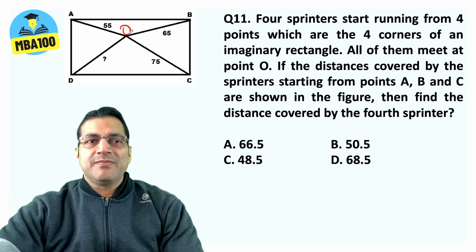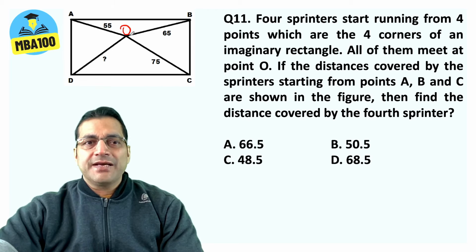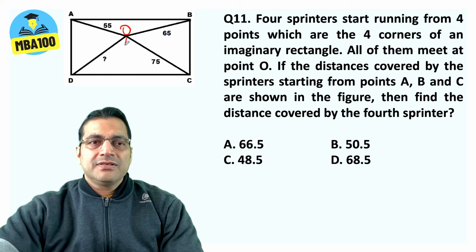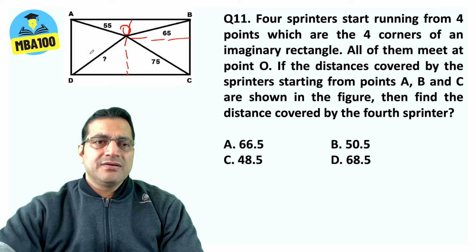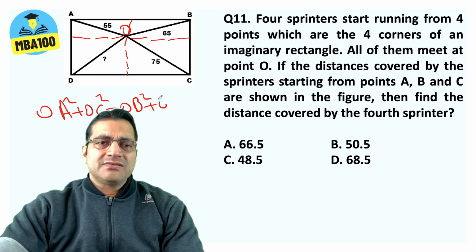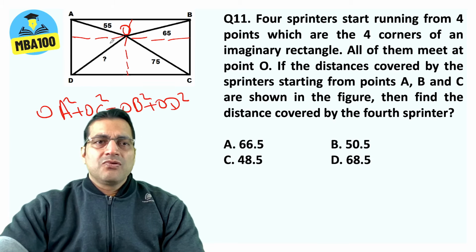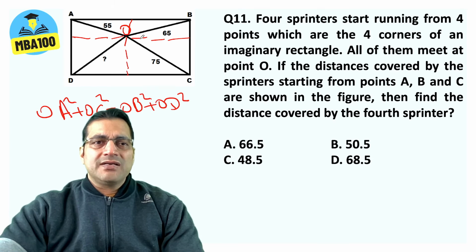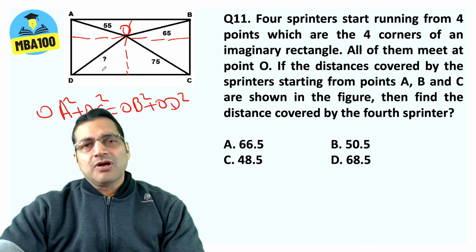And please keep one thing in mind. For this variable point O inside the rectangle, it's a very simple construction. You should be able to prove it in 2 minutes, that by drawing these 4 lines, OA square plus OC square is equal to OB square plus OD square. So now you all know the answer.